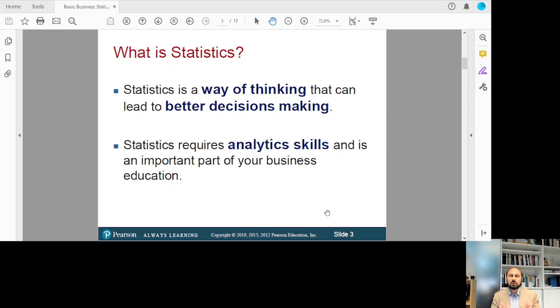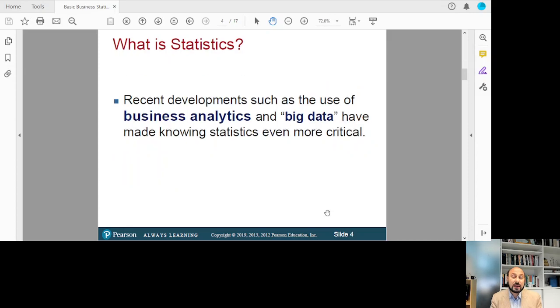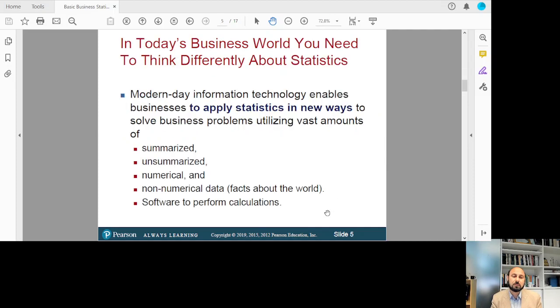The first question is, what is statistics? Remember, statistics is a way of thinking that can lead to better decision making. Statistics requires analytical skills and is an important part of your business education. Recent developments such as the use of business analytics and big data have made knowing statistics even more critical. Therefore, in today's business world, you need to think differently about statistics.